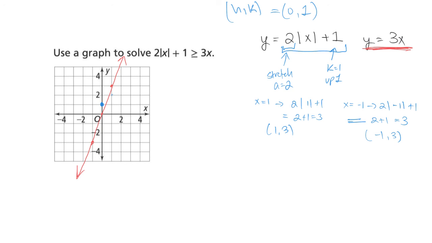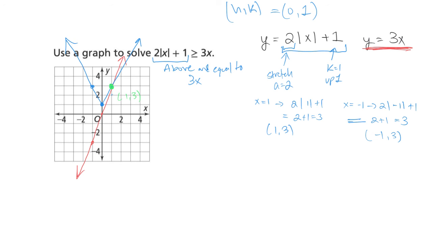So we get 1, 3 and -1, 3. And you can see it's going to cross here, so we do have an intersection. Our intersection is here at 1, 3. Okay, so we have that intersection. And now we're looking for when our 2 times absolute value of x plus 1 is above 3x, above and equal to, because we have the equal sign.